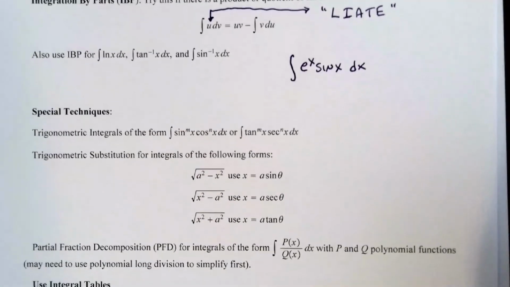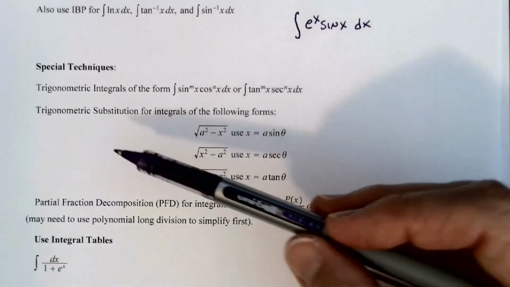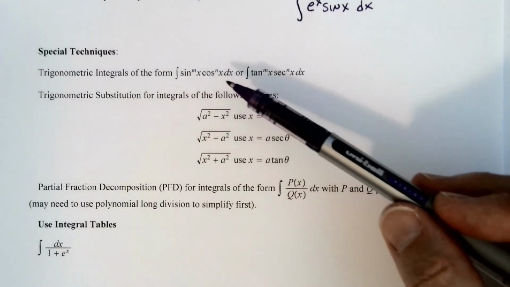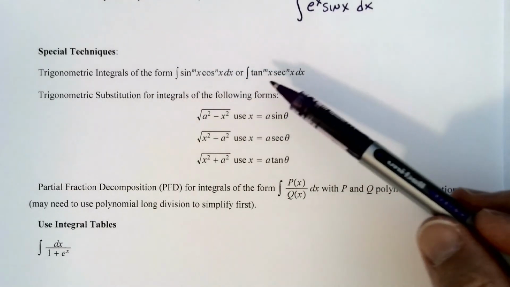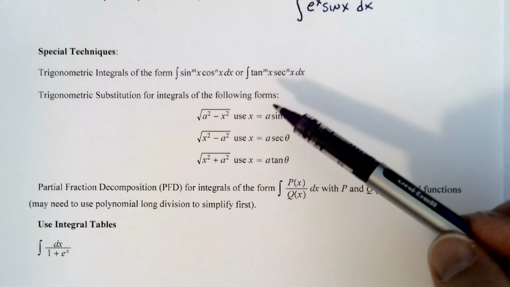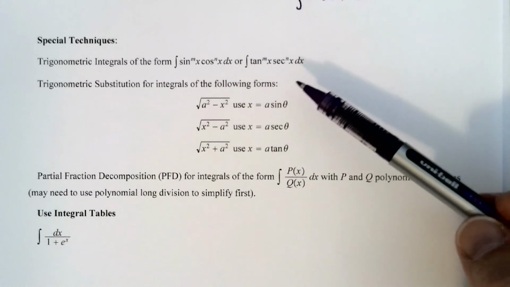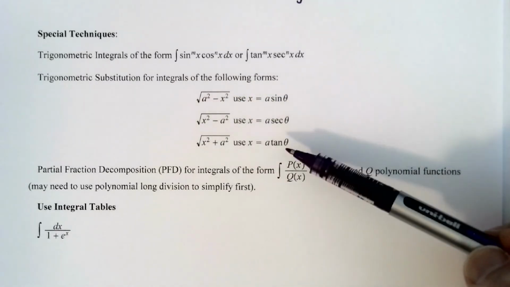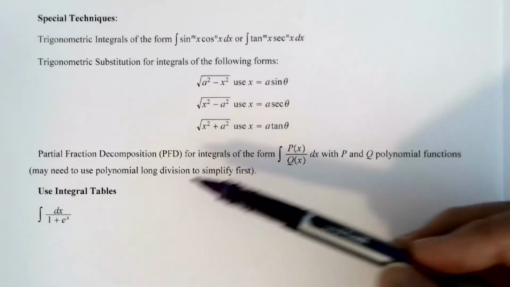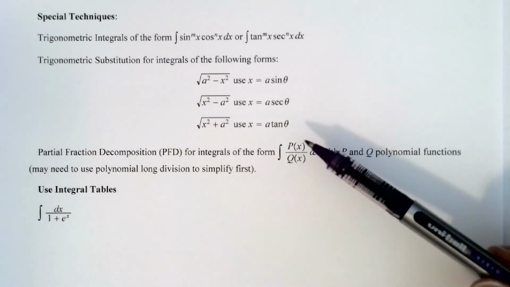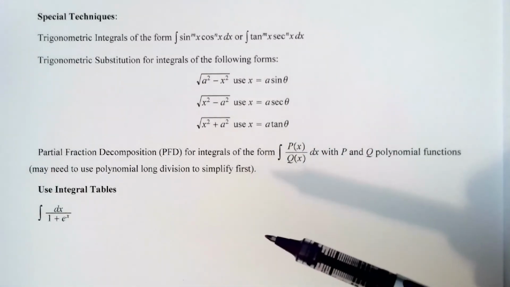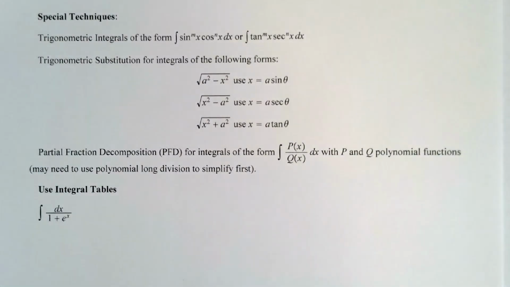Some other special techniques that come up: we talked about how to evaluate certain trig integrals, and there are lots of different ones we can look at, but integrals of this form, products of powers of sine and cosine, products of powers of tangent and secant, we talked about techniques for doing that, and so you want to review that. Trig substitution allowed us to evaluate integrals involving these forms, using these trig substitutions. Partial fraction decomposition is for integrals involving ratios of polynomial functions. You might need to use polynomial long division. So we have all these strategies and some very special case techniques.